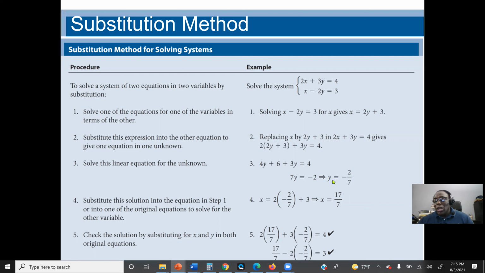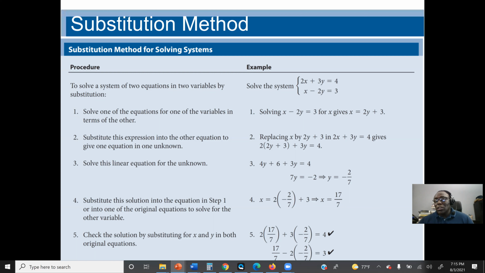Now, since we know the y value, we can go back to our first step where x equal to 2y plus 3, and we are going to substitute the y value. So we get x equal to 2 times, instead of y, minus 2 divided by 7, plus 3. So here we get 2 times minus 2, giving minus 4. Minus 4 divided by 7 plus 3. We get our answer to be 17 by 7, or 17 divided by 7.